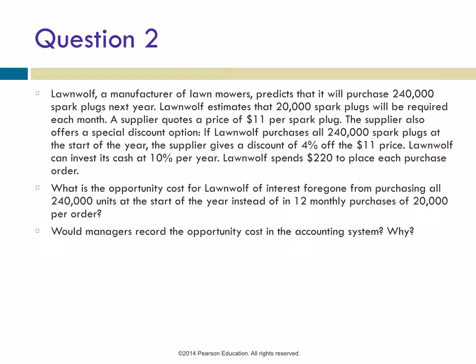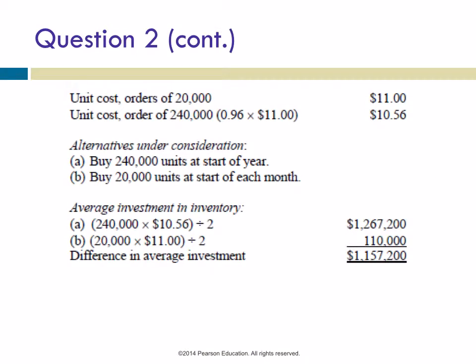So first order of business is going to be determining what the unit cost, or the cost per unit, is for orders of 20,000 versus the cost per unit for orders of 240,000. And all we have to do is, we're given the $11 per unit for the 20,000 order, so that's the unit cost there. Multiply that times 96%, and that gives us the unit cost under the discounted method. So if we skip over here to the answer, we've got those two unit costs.